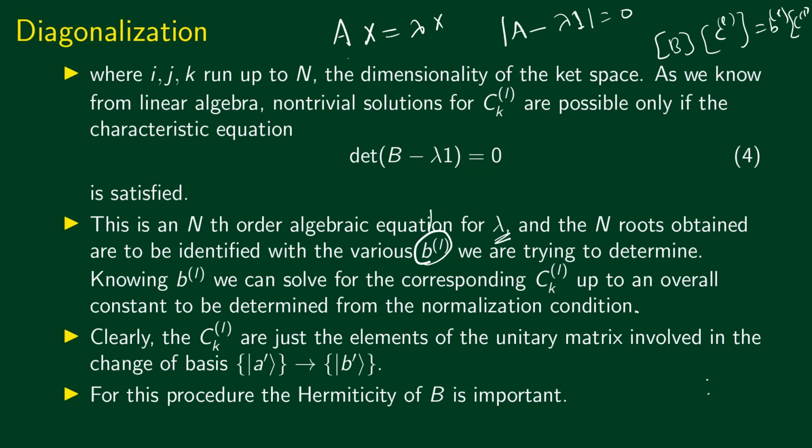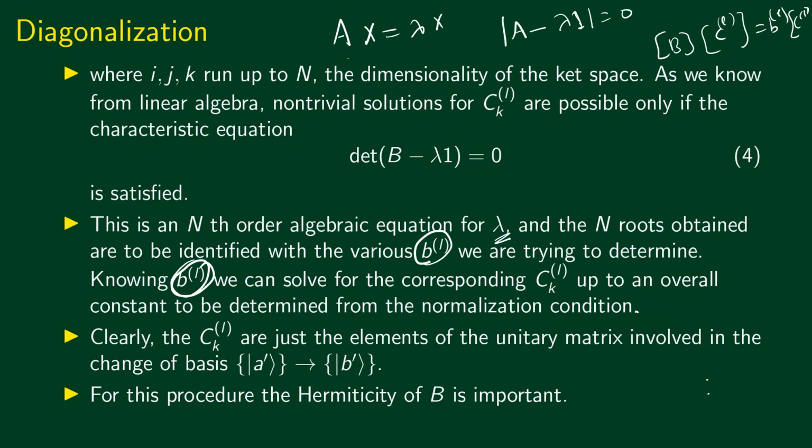What is this matrix B? This is the matrix representation of the operator B in the A basis, or in the A diagonal basis. So the matrix that we are talking about here is the matrix representation of operator B in the A basis. If we are given this matrix, we already know how to find the eigenvalues. Now, knowing each eigenvalue, we can solve for the corresponding C_KL.